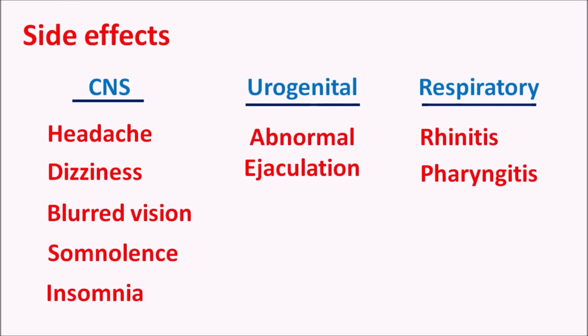But apart from these side effects, one of the important side effects of tamsulosin is hypotension, particularly postural hypotension. And because of this hypotension, it can produce some syncope in the patients, as well as increase the cardiac activity, resulting in palpitations as well as chest pain. But these side effects can be controlled with a low dose of tamsulosin. So that's about the precautions, interactions and side effects of tamsulosin.